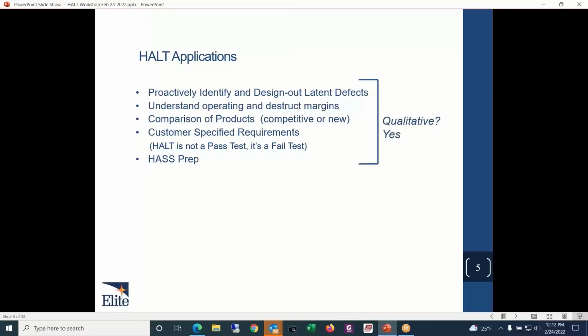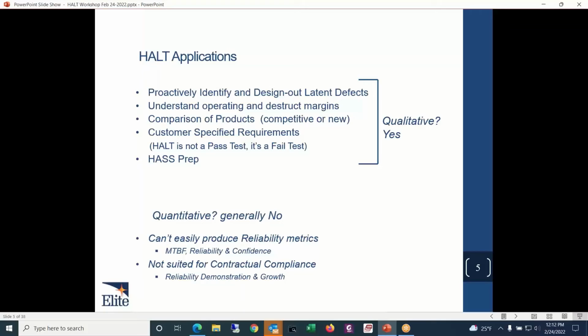So all of these are very much qualitative tests. Yes, HALT is a good qualitative approach. It generally is not a quantitative test, where you can run it for some period of time and produce something that relates to a mean time between failure or some sort of R and C reliability and confidence value. It's generally not suited for any sort of contractual compliance test, as are sometimes run in the military to demonstrate reliability growth. That is typically not an application for HALT.